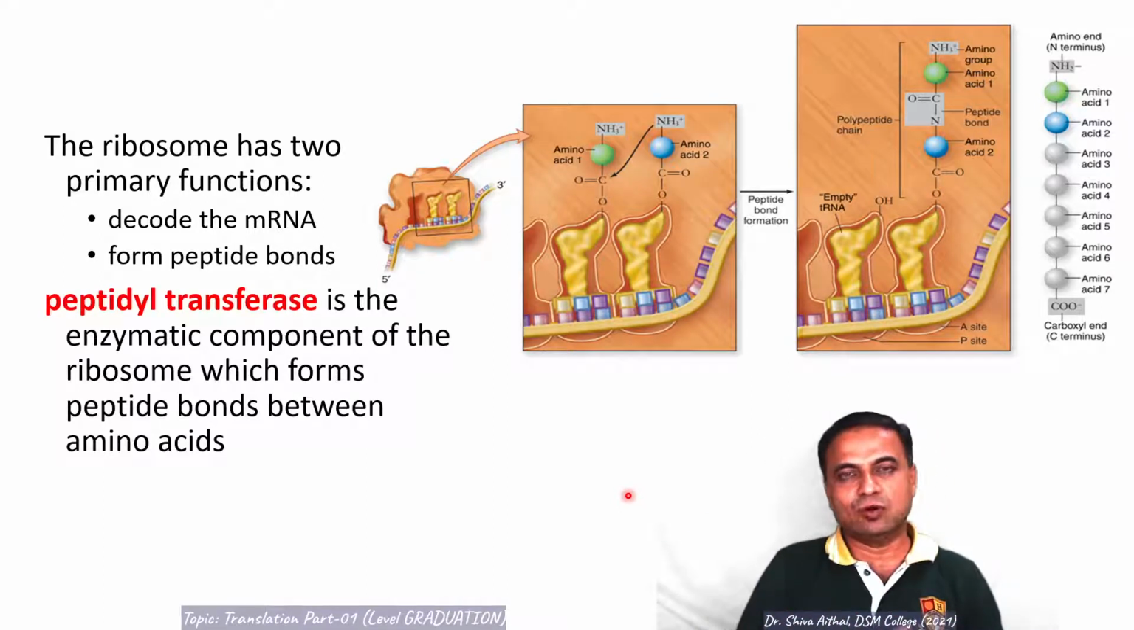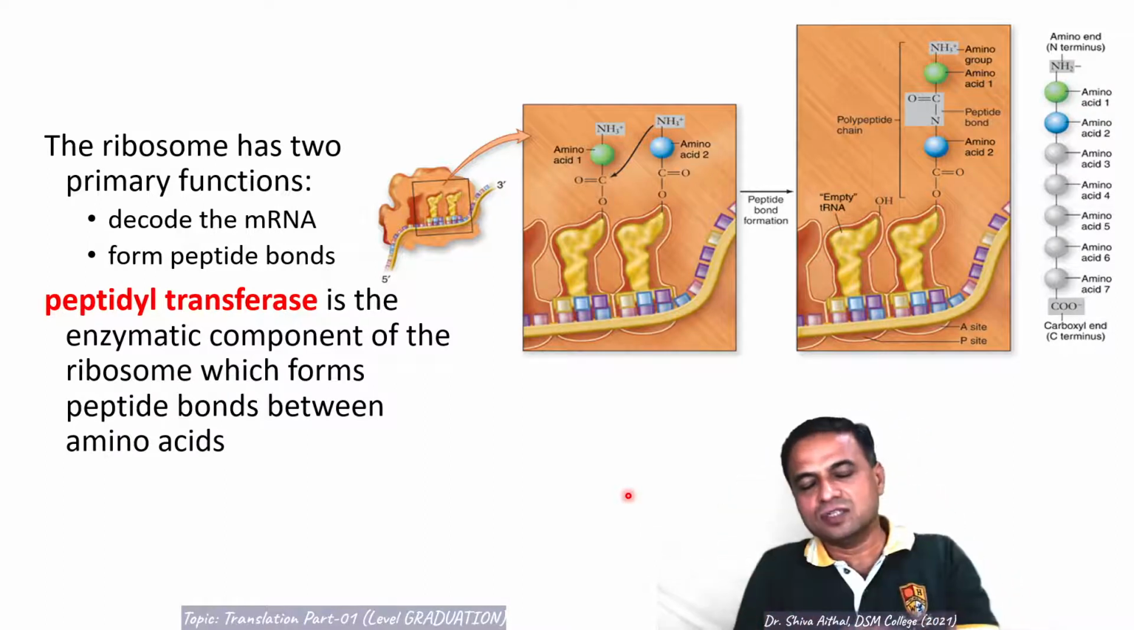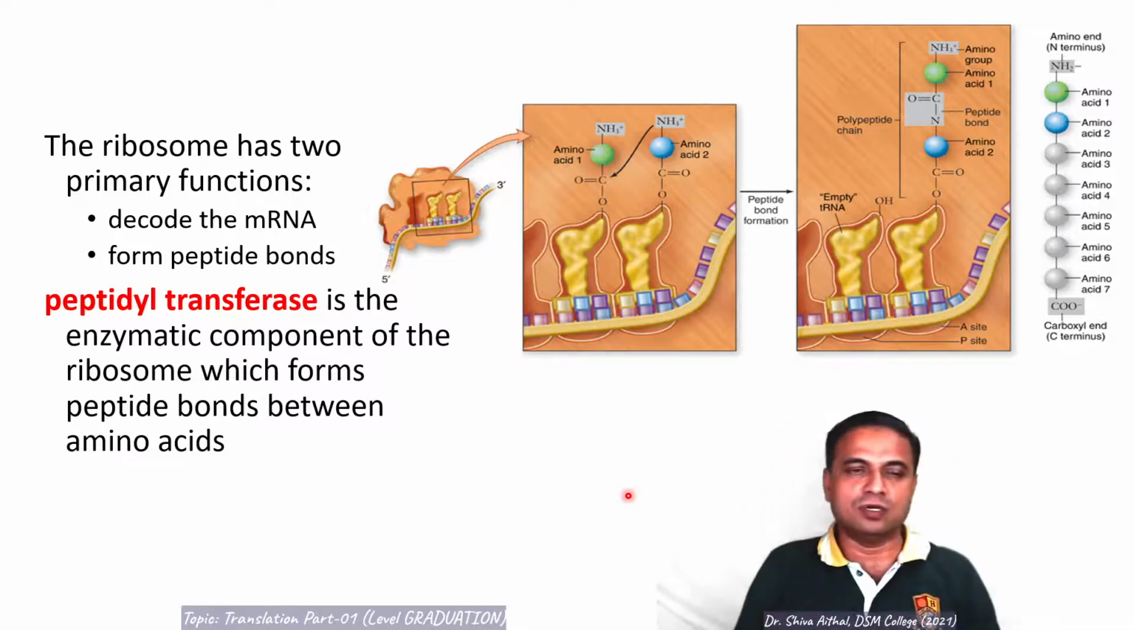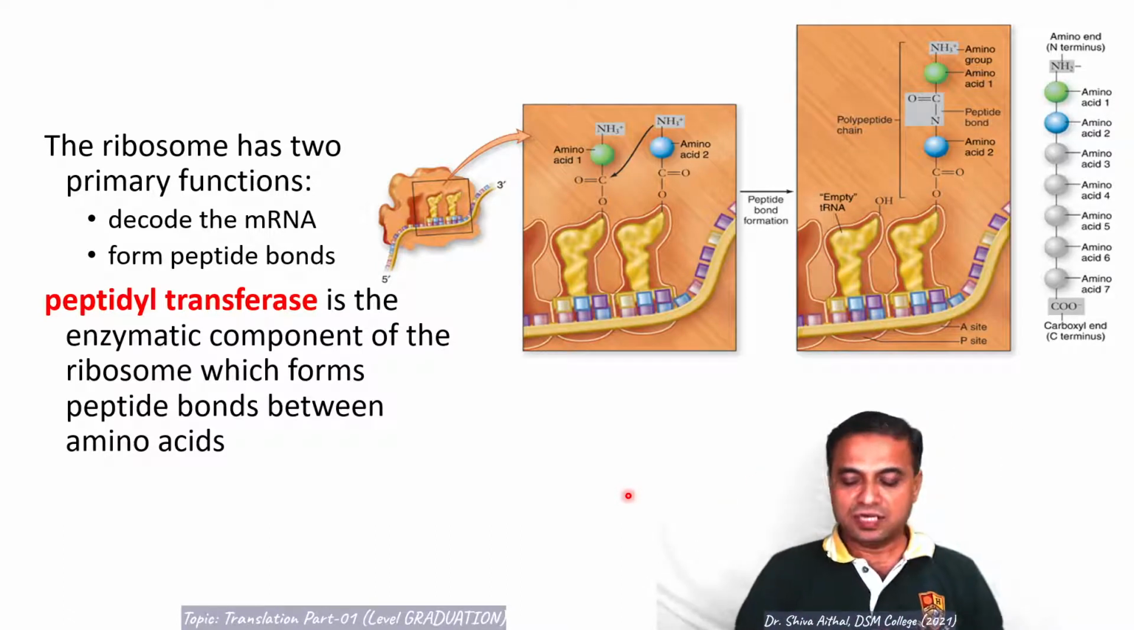See another enzyme now, a very interesting enzyme, peptidyl transferase. This is again a function related to tRNA. Peptidyl transferase is the enzymatic component of the ribosome which forms peptide bonds between two amino acids. So it not only transfers, but it forms a bond. Peptidyl transferase, transfer and formation of peptide bond, a very interesting reaction which gives stability to the chain of amino acids.